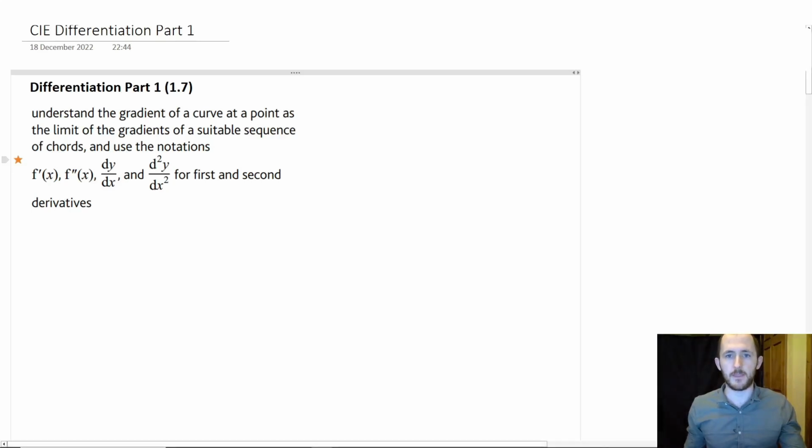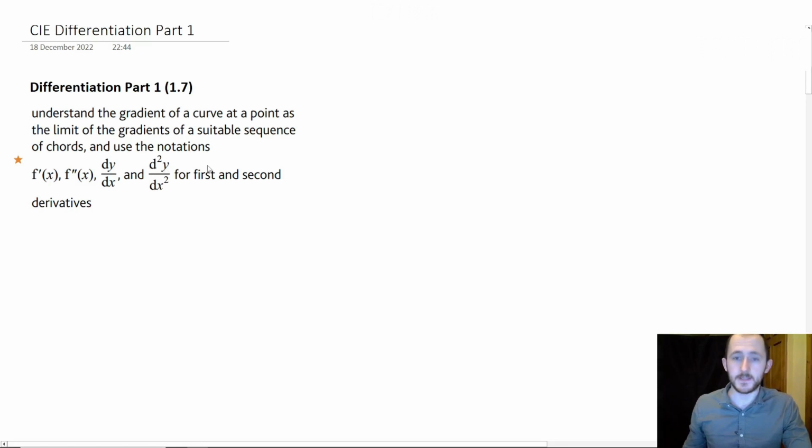Today we're going to be looking at the first part of the differentiation in your paper 1. So if we have a think about, first of all, what is differentiation? Normally when we're talking about differentiation, it's always talking about the gradient of some kind of graph.